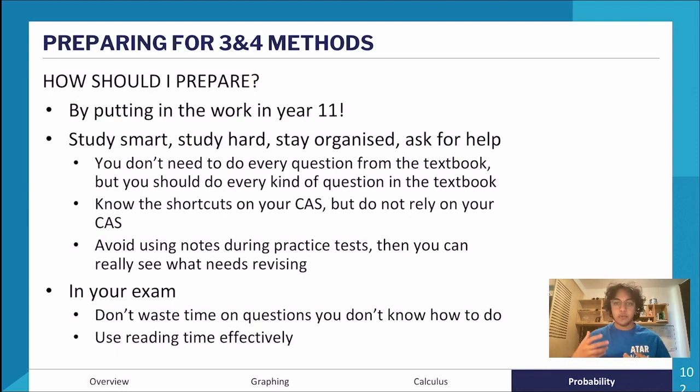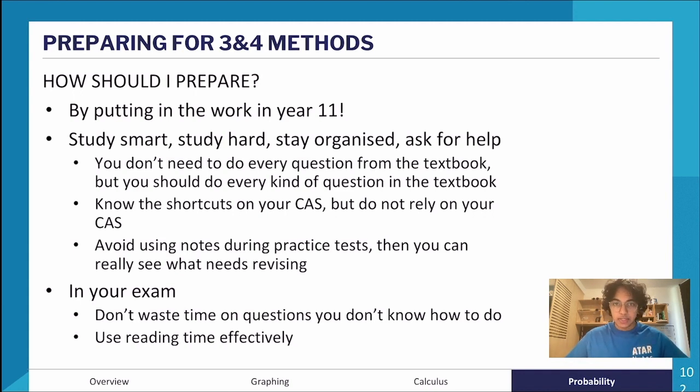Because it lets you build a strong foundation for year 12 when they give you harder questions, just assessing the same content, right? So it's really important that you study hard, stay organized, and if you do struggle with anything, make sure you ask for help. That's why your teachers are there, just to help you, more or less. So if you've got any questions, ask your teachers. Feel free to ask me as well. I'm more than happy to help with this sort of stuff.